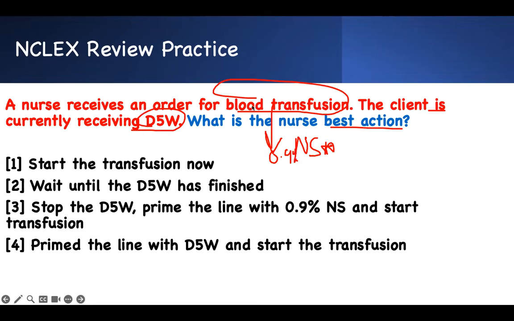Is D5W more important than blood transfusion? No. So we got to stop this and give them the blood. Start the transfusion now. You got to stop the D5W. Wait until the D5W is finished? Don't worry about it. Stop the D5W. Prime the line with 0.9% normal saline and start the transfusion. Excellent. Prime the line with that. No, you only prime with normal saline. This is just bringing content together to answer this question. Test taking strategy.